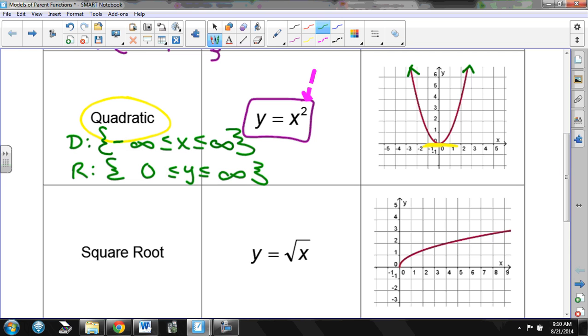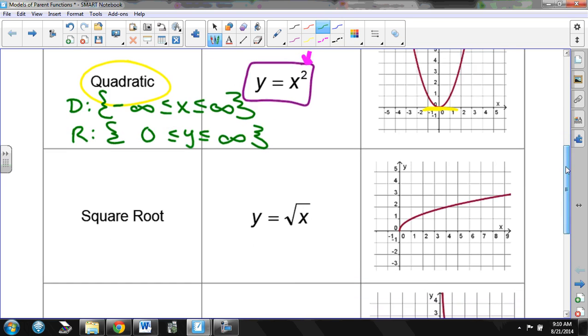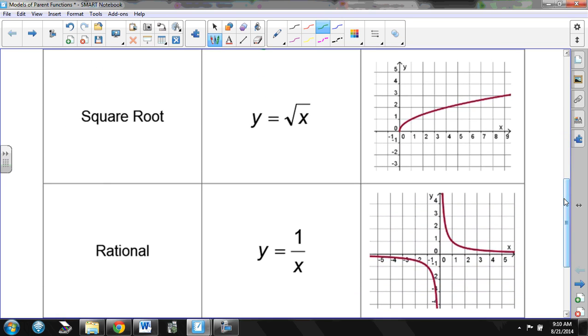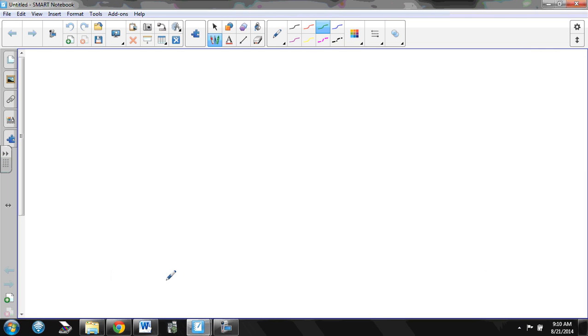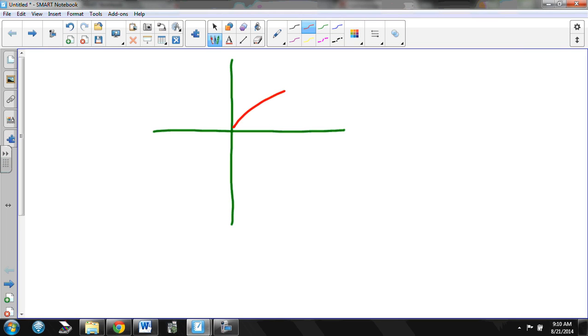All right, let's move on. The square root parent function. First thing I'm going to tell you is square root is actually graphed and can look something like this. It's the inverse of the quadratic function.